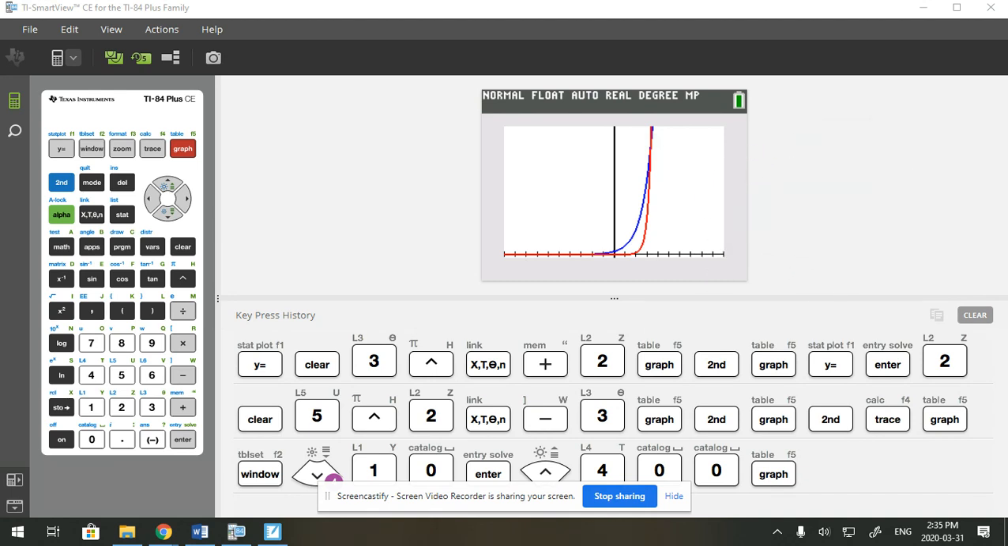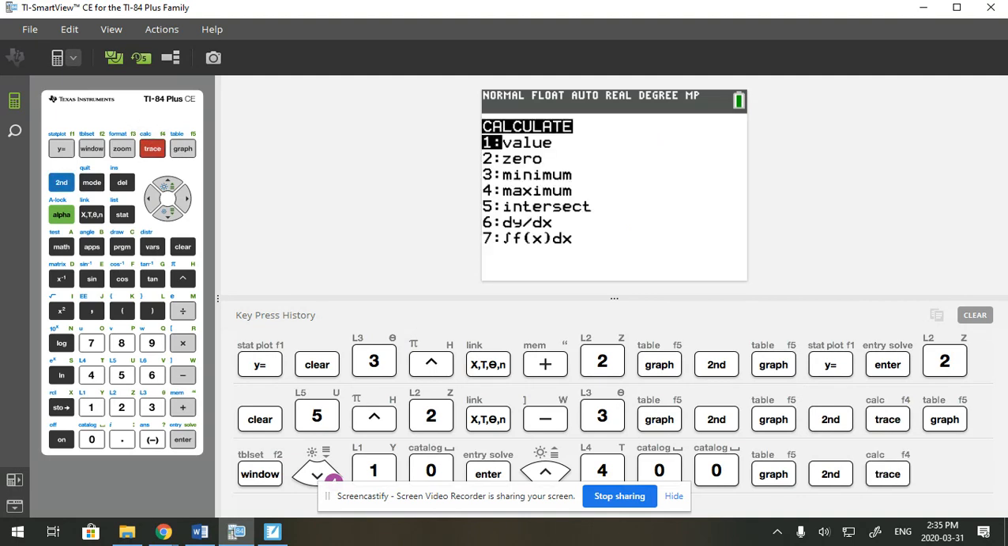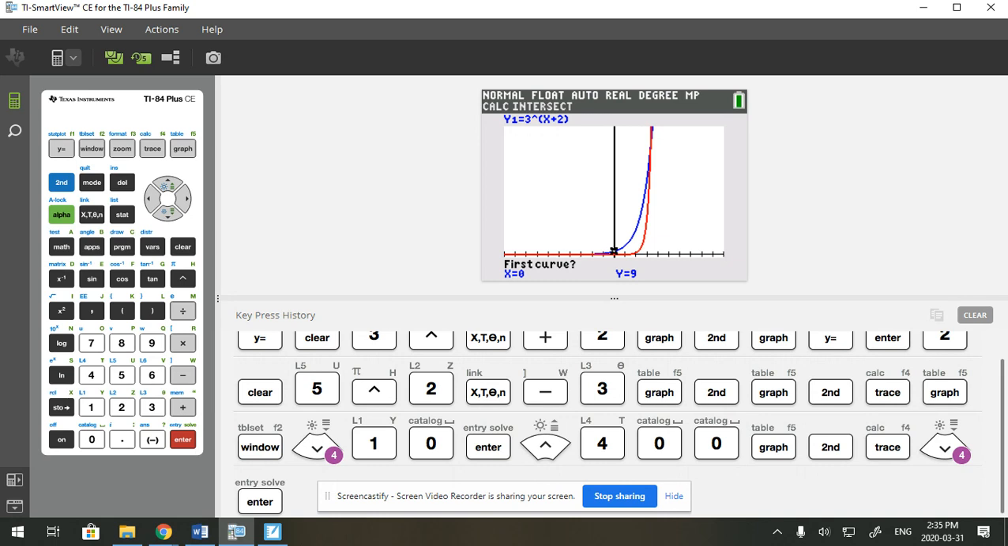So I'm going to go to second calc, go down to the fifth one, which is intersect, hit enter. And it's going to ask you two things. It's going to ask for your first curve and your second curve. All you really have to do is hit enter and then enter so that it knows what two curves you're dealing with. And then for your guess, you do have to move it as close as you can to the intersection. If you don't, it could time out and it'll give you an error message if you haven't gone close enough with your guess. So I'm going to hit enter here.